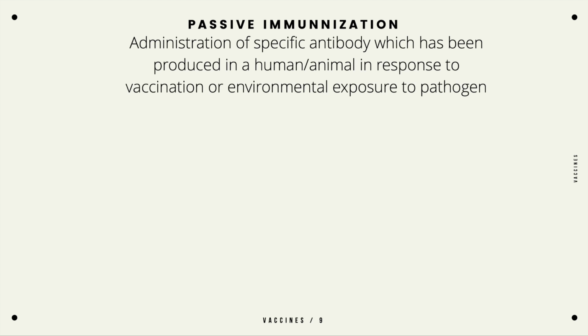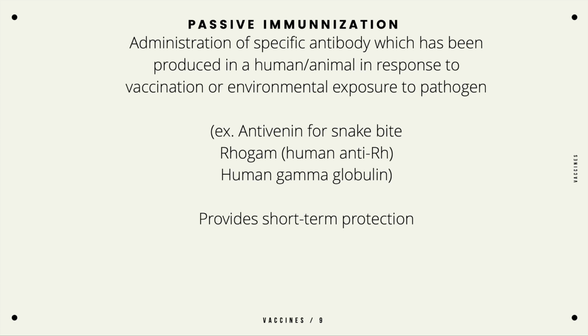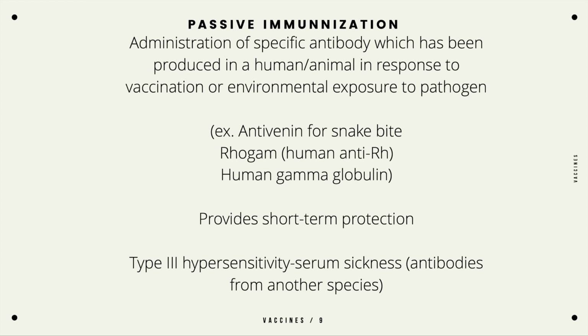Passive immunization involves administration of a specific antibody which has been produced in a human or animal in response to vaccination or environmental exposure to the pathogen. Examples include antivenin for a snake bite, anti-Rh antibodies, and human gamma globulin given to children who have immune deficiencies. Passive immunization can confer fast but short-term protection. When the antibodies come from another species, serum sickness, which is type 3 hypersensitivity, may also result from complexes of the foreign Ig with antibodies made against it.